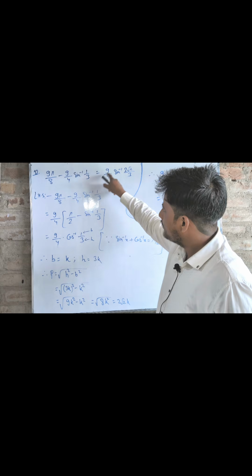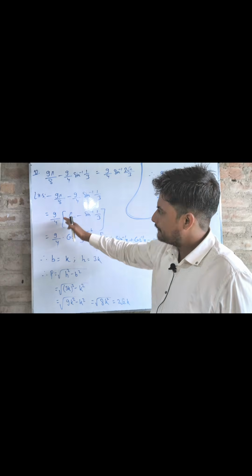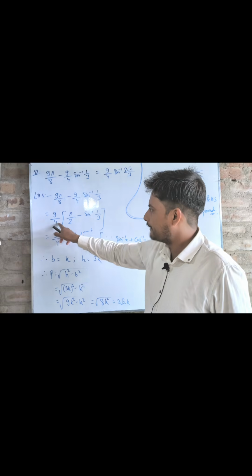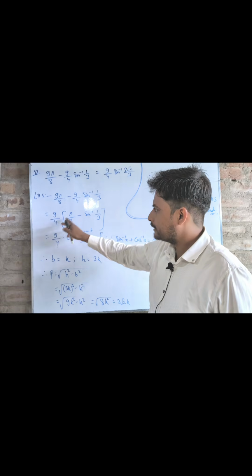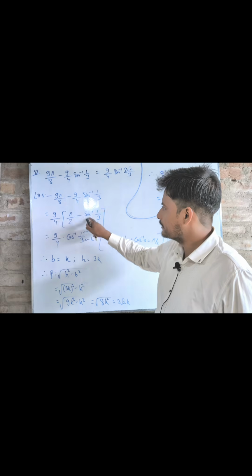Okay. In RHS 9/4 is present, that's why I try to obtain 9/4 in LHS also. That's why I take common 9/4 from these two terms, and as a result I get 9/4 bracket pi by 2 minus sin inverse 1/3.